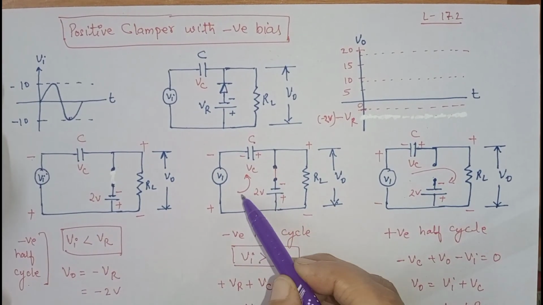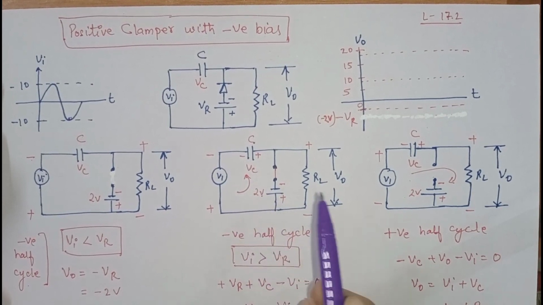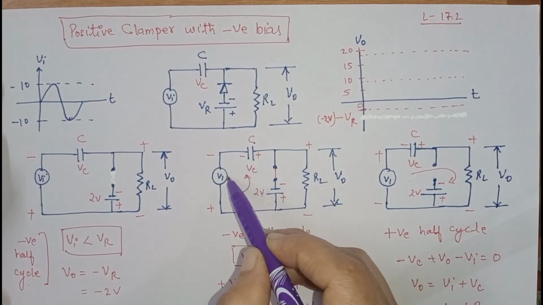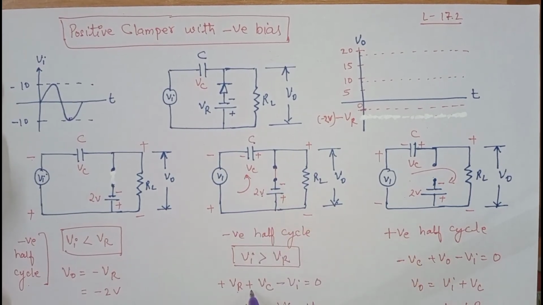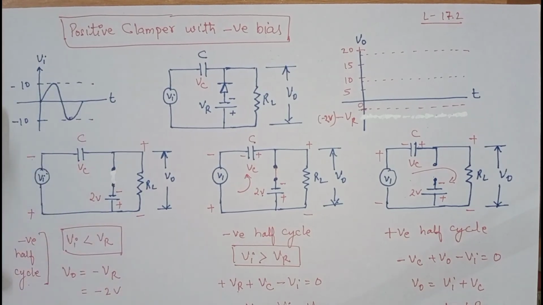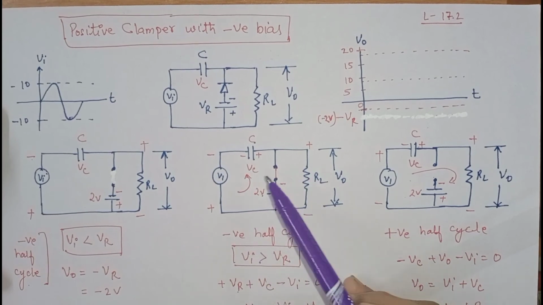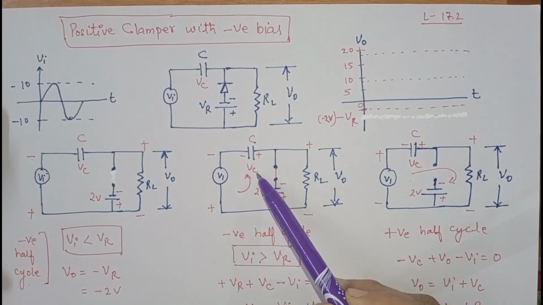Now we will apply KVL in this loop. Plus VR plus VC minus VI equals 0. So VC will be equal to VI minus VR. VI is input voltage, maximum peak of the input voltage is 10 volt. So it will be 10 minus VR, VR we have taken 2 volt. So it will be 8 volt. So during negative half cycle, this capacitor will be charged up to 8 volt.